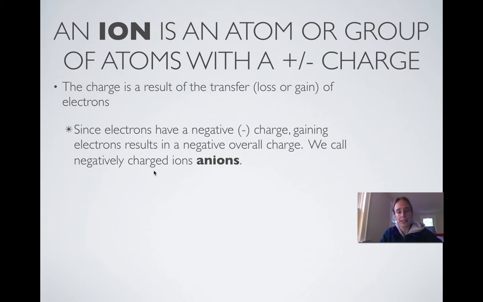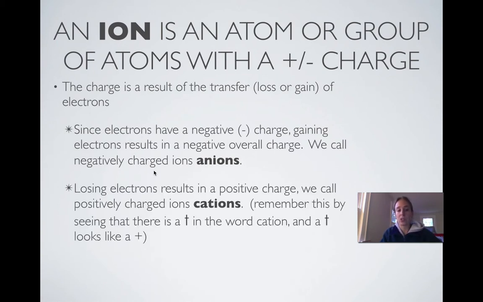Since electrons have a negative charge, as we learned in this chapter, gaining electrons results in an overall negative charge, and these we call anions. Losing the negative charge makes the overall group or atom positive. So we call these positively charged ions cations. The way I've always remembered it is the T in the word cation looks like a plus sign.